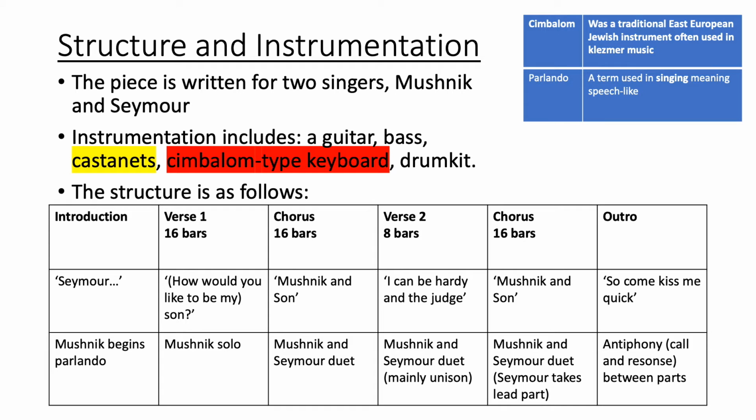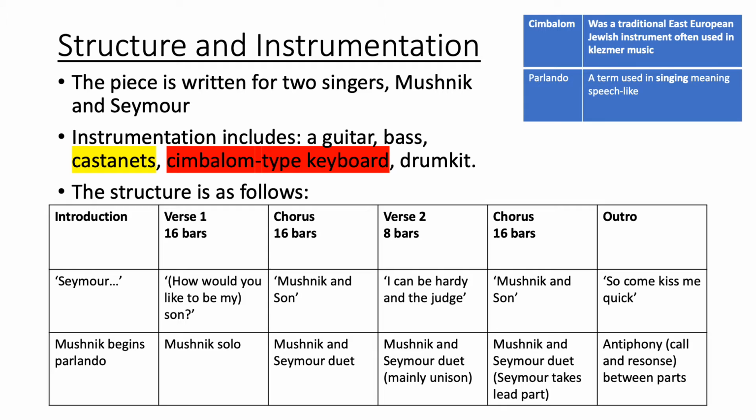The introduction starts with Mushnik speaking parlando, and parlando is a term used in singing which means speech-like. But shortly after our introduction, we have a 16-bar verse which starts with the lyrics, "How would you like to be my son?" and it's sung pretty much just by Mushnik. It's just a solo.